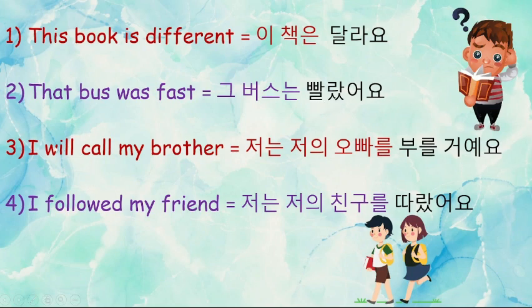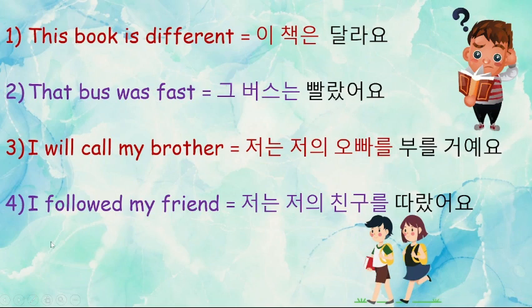Okay? Next is, I will call my brother. 저는 저의 오빠를 부를 거예요. I is 저는, my is 저의, and brother is 오빠. And to call is 부르다. Now in future tense we know that it is conjugated according to the regular rules of conjugation. So it will be 부를 거예요.